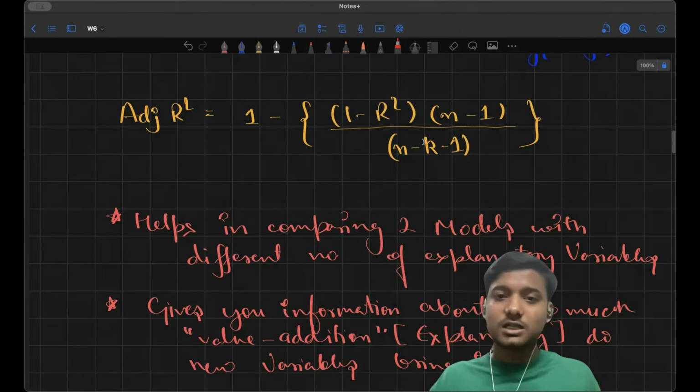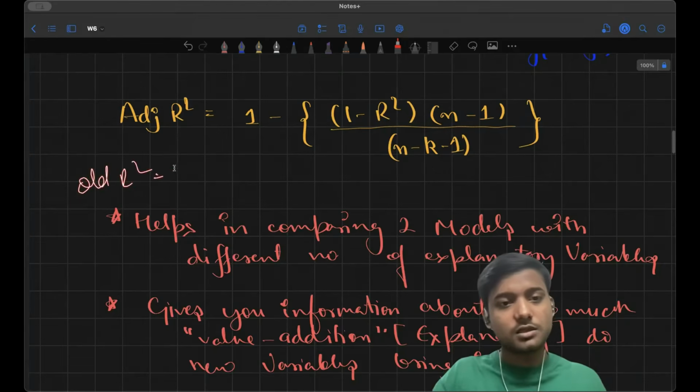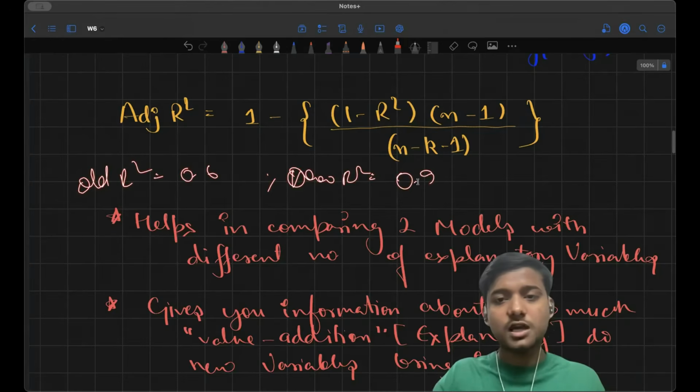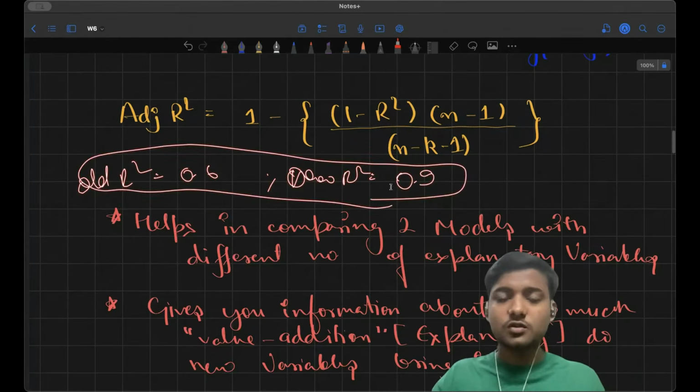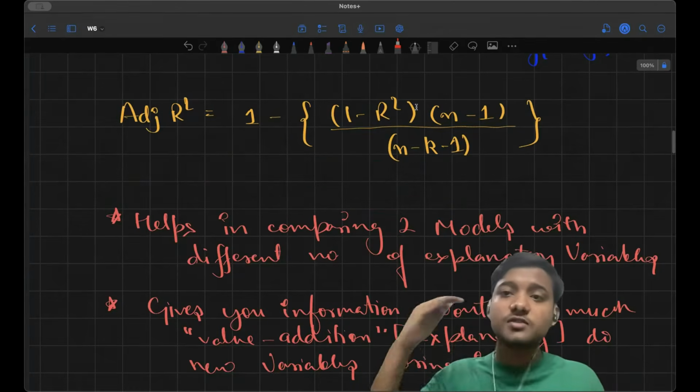If you want a good adjusted R square, your variables should be fewer. And it's not just that. If I add a variable, let's say my old R square is 0.6 and my new R square becomes, let's say, 0.9, you see there is a big jump. So this variable is valid, right? Then you will see adjusted R square also jumps a lot.